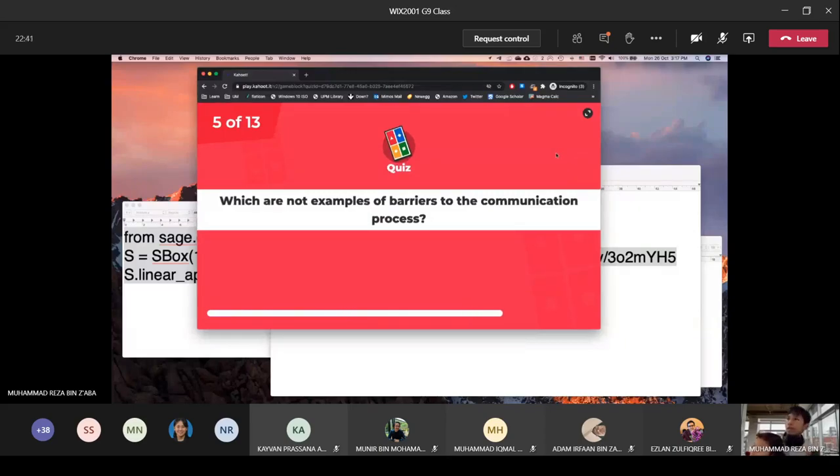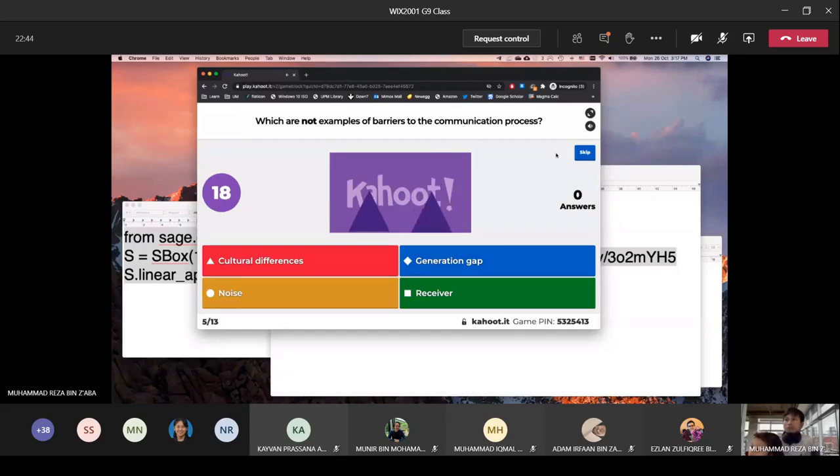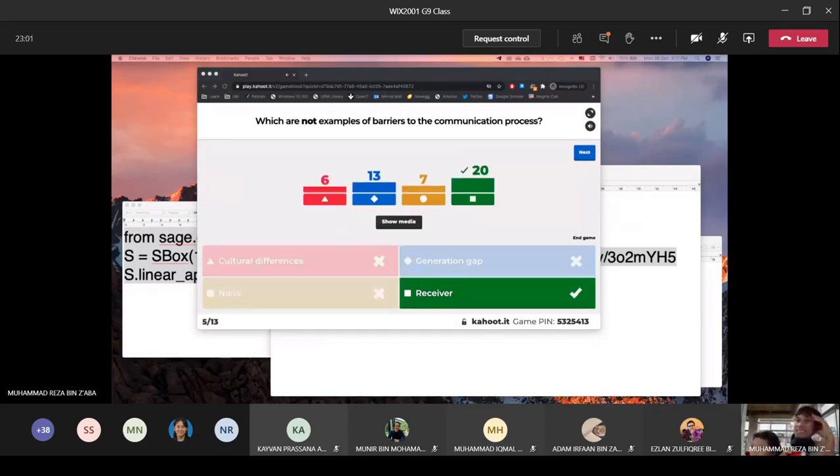Okay. Which of the following are not examples of various communication tools? 9, 8, 7, 6, 5, 4, 3, 2, 1, 0. So receiver is not a barrier. When you communicate, you have the sender and the receiver. So cultural differences, noise, for example the noise that you're hearing at the moment, and generation gap are all barriers to the communication process.